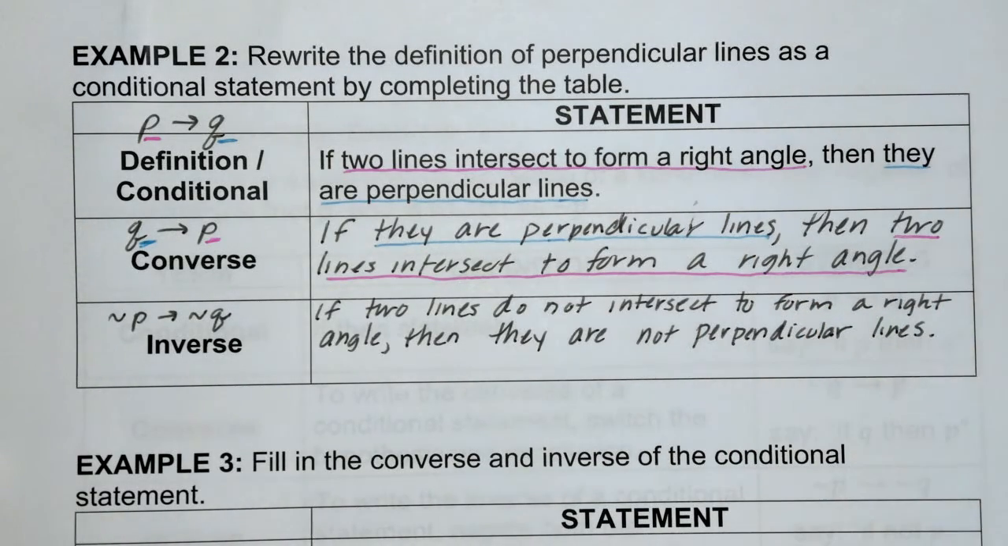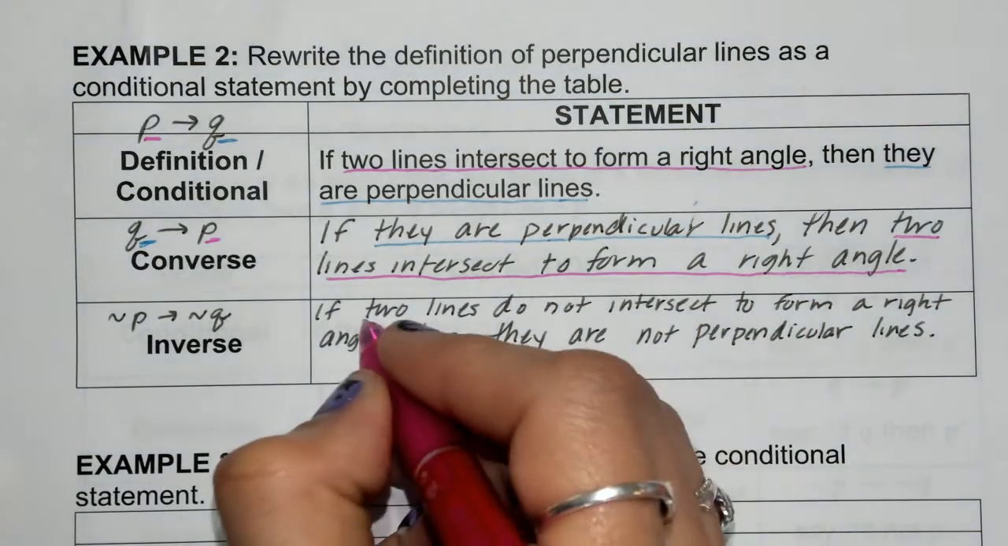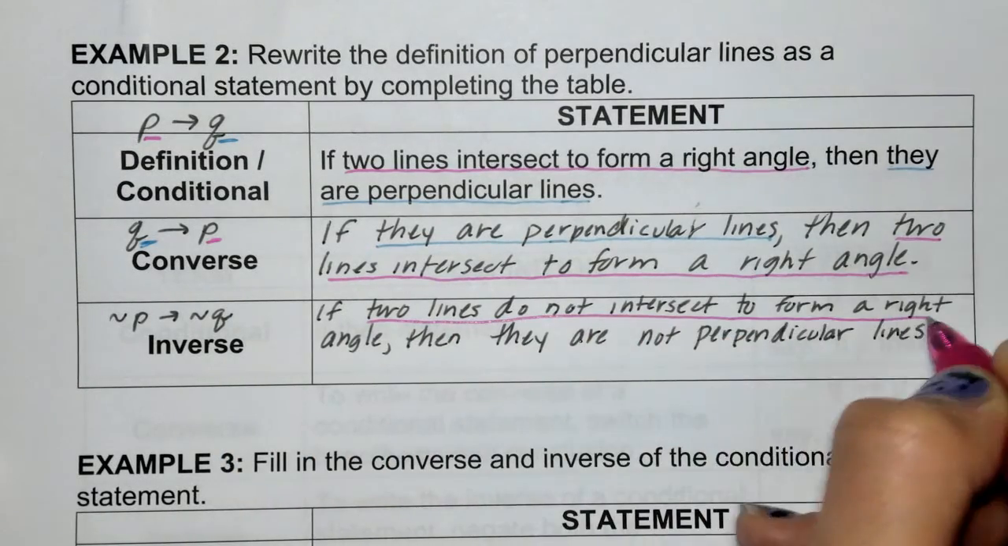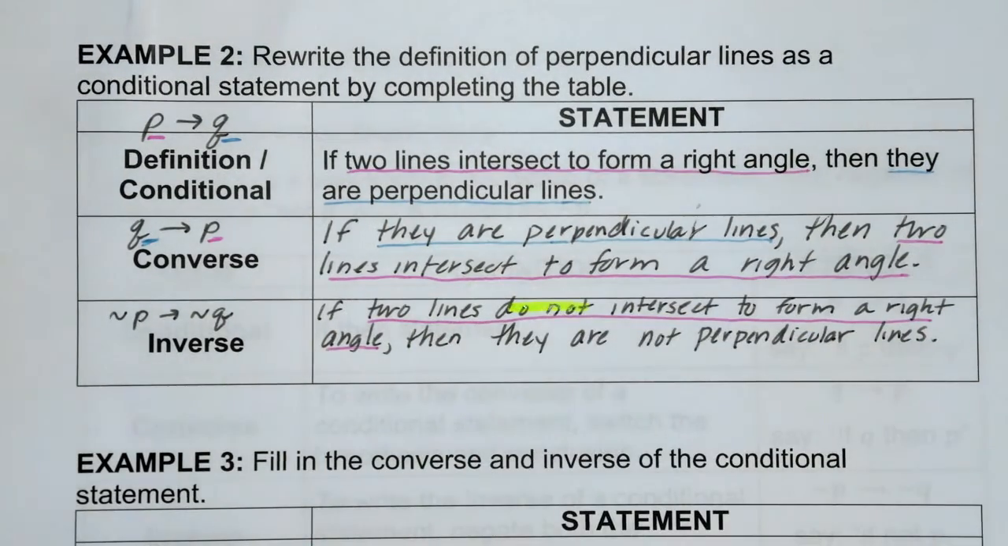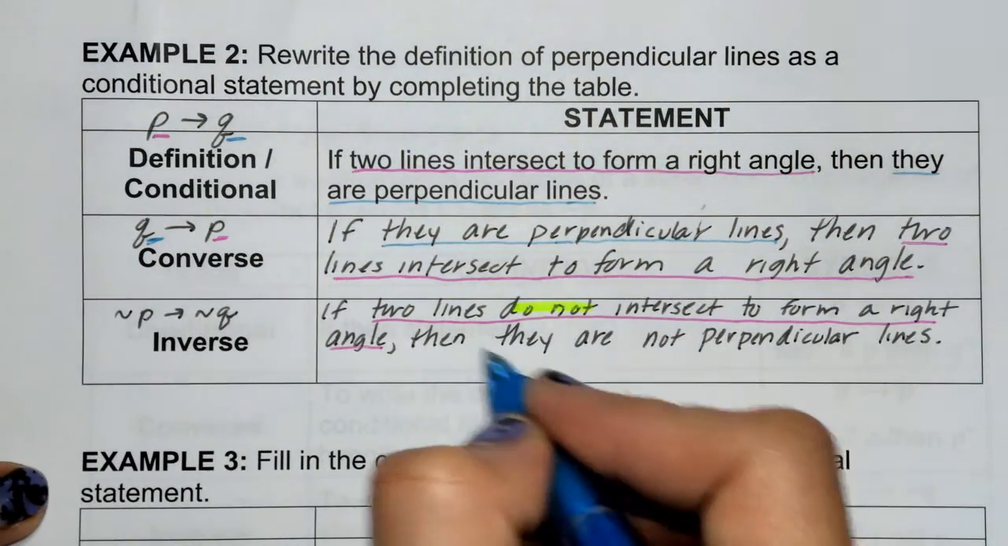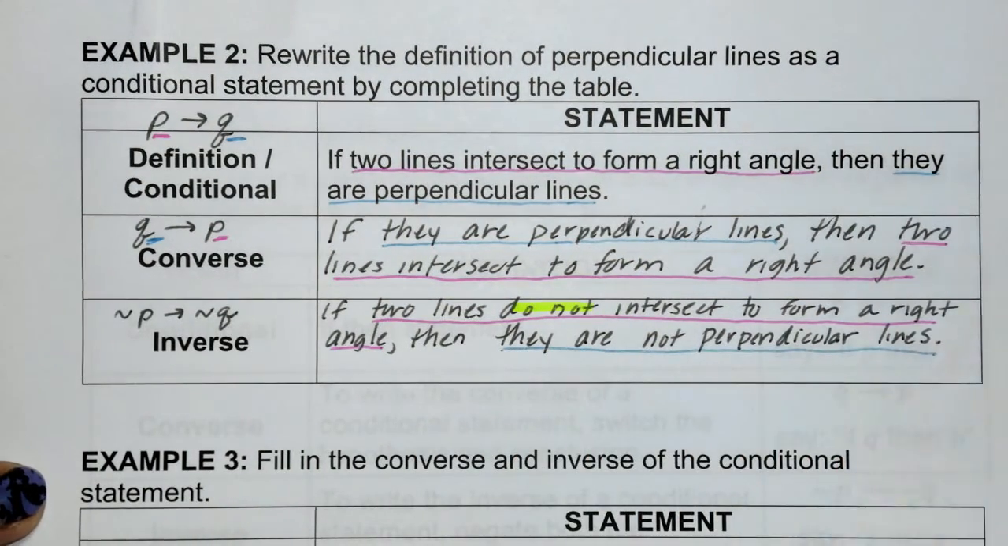So here we have our hypothesis, two lines intersect to form a right angle, but we added in that opposite, or negation, do not. And then we have our conclusion, they are perpendicular lines, adding in that are not, the negation, the opposite.